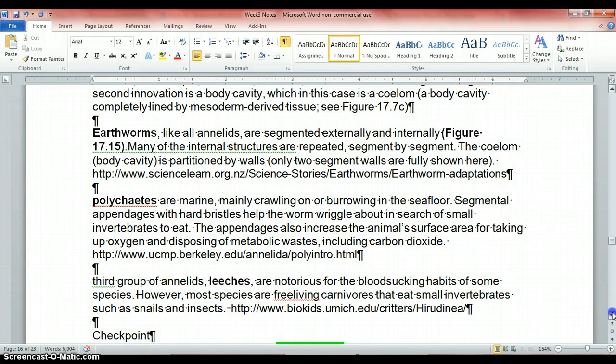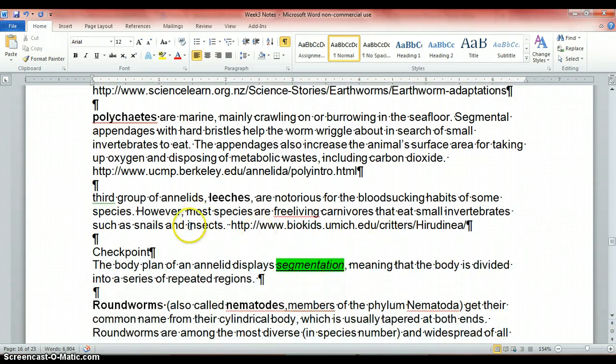And we're going to go into a third group of annelids, the leeches. They are notorious for the blood-sucking habits of some of the species. However, most species are free-living carnivores that eat small invertebrates such as snails and insects. You know, I need some leeches to kill off those snails.